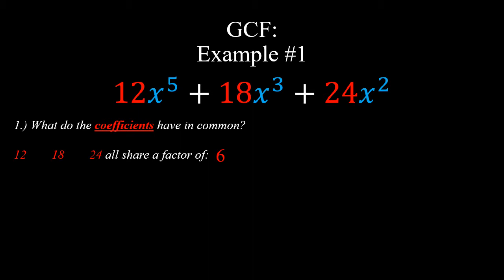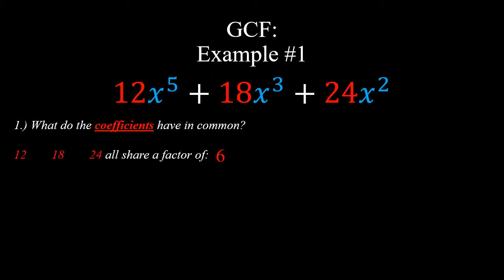That's the biggest. In fact, we could have divided them by 3, right? 3 times 4 is 12, 3 times 6 is 18, and of course 3 times 8 is 24. But 2 and 3 are not the biggest factors that they all share. We want the biggest factor they all share, and the biggest factor that 12, 18, and 24 share is 6. So that is what we want to pull out for our GCF.